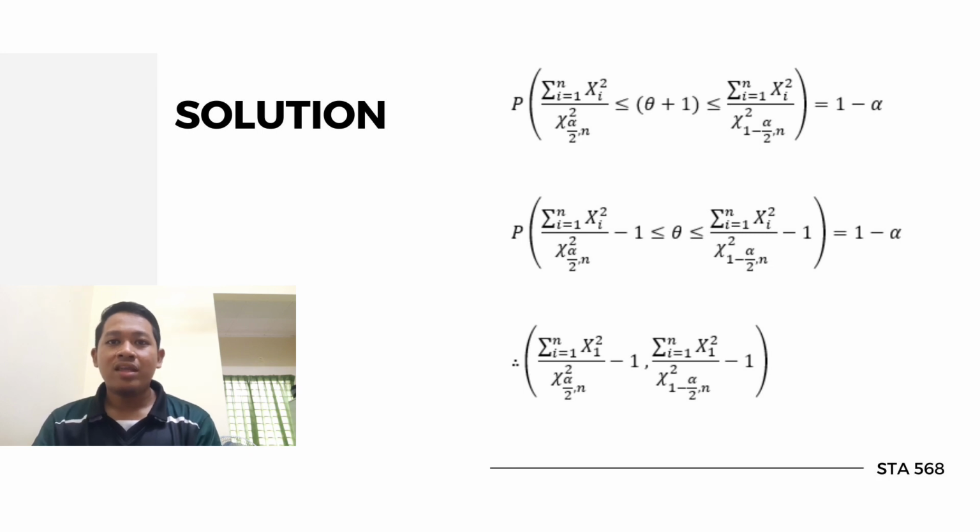After that, to get theta, we subtract 1 from both sides and the final answer for this question is summation xi square over chi-square alpha over 2 n, minus 1, and summation of xi square over chi-square 1 minus alpha over 2 n, minus 1.